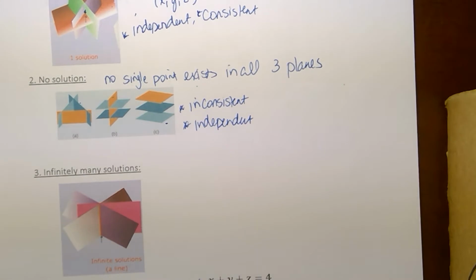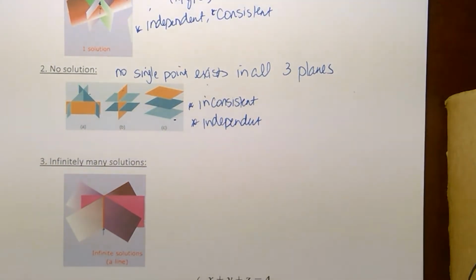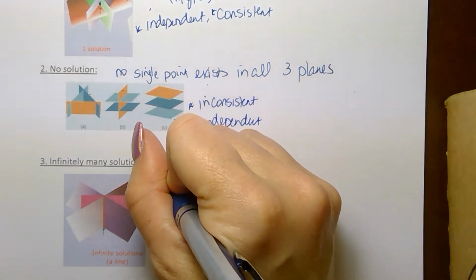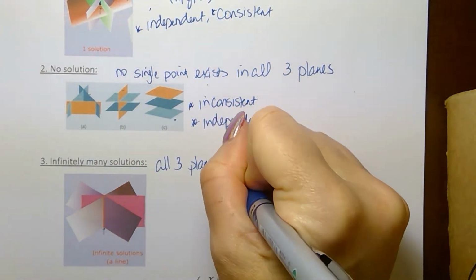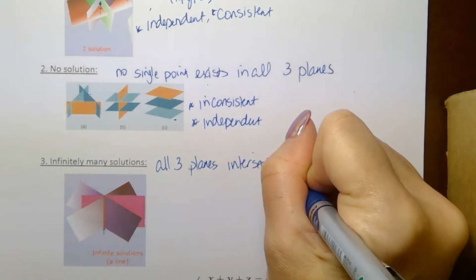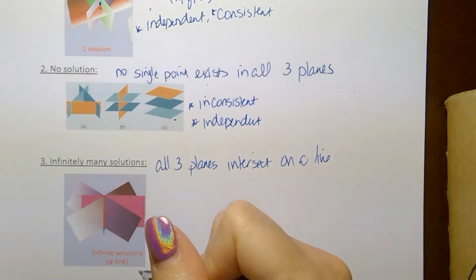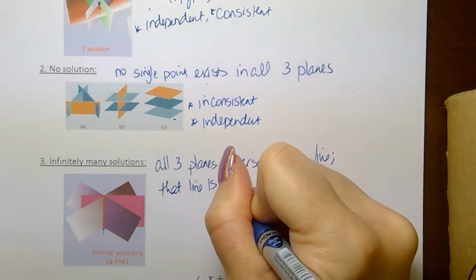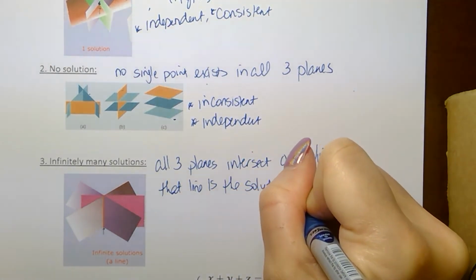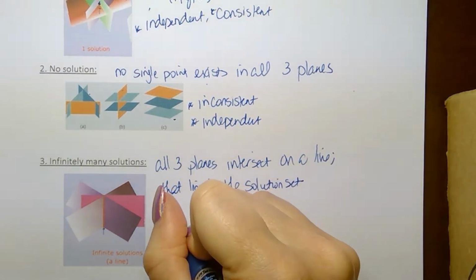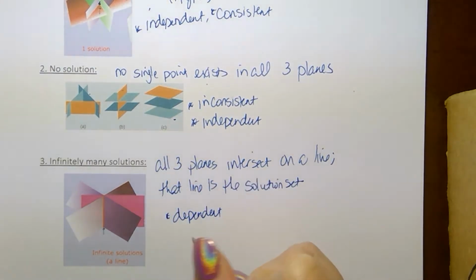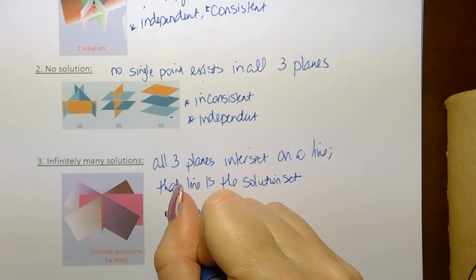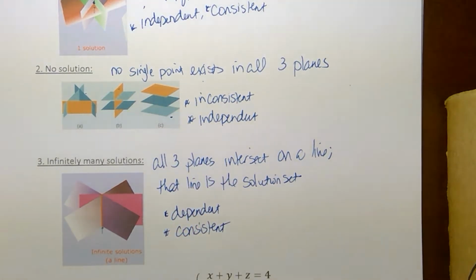And then my final option is infinitely many solutions, where there is a place that exists in all three planes, and that shows up as a line. So all three planes intersect on a line. That line is the solution set. This system is dependent because there's infinitely many solutions. It's consistent because we have solutions.